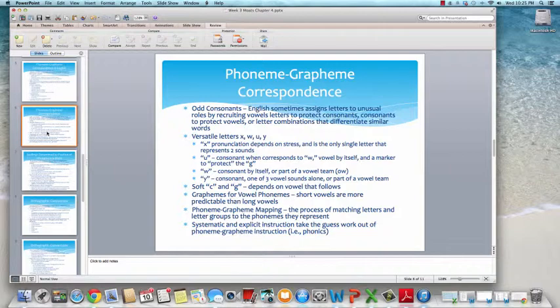We have some versatile letters, X, W, U, Y. X pronunciation depends on stress, and it's the only single letter that represents two sounds. Every other two-sound combination is represented by at least two letters. U is a consonant when it corresponds to the W. It's a vowel by itself, and it's a marker to protect the G from making the soft G instead of the hard G.